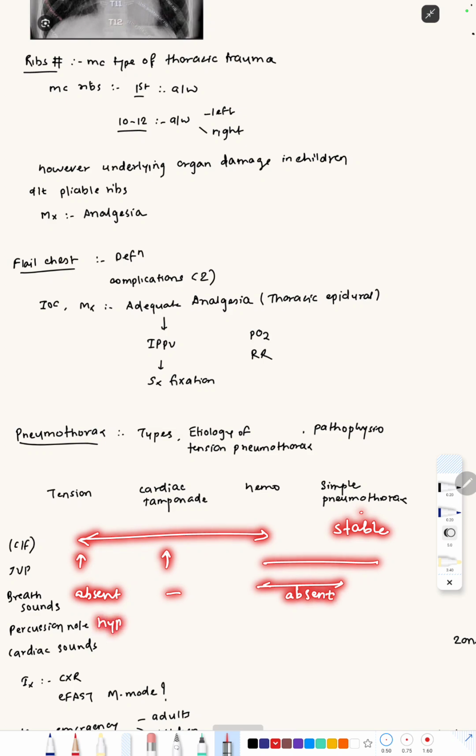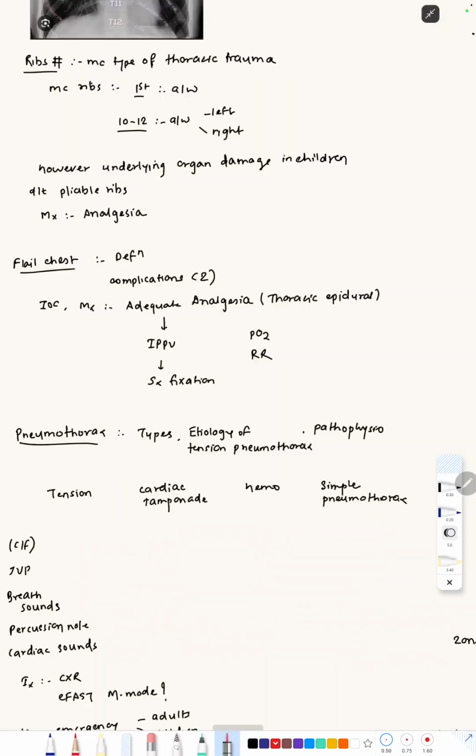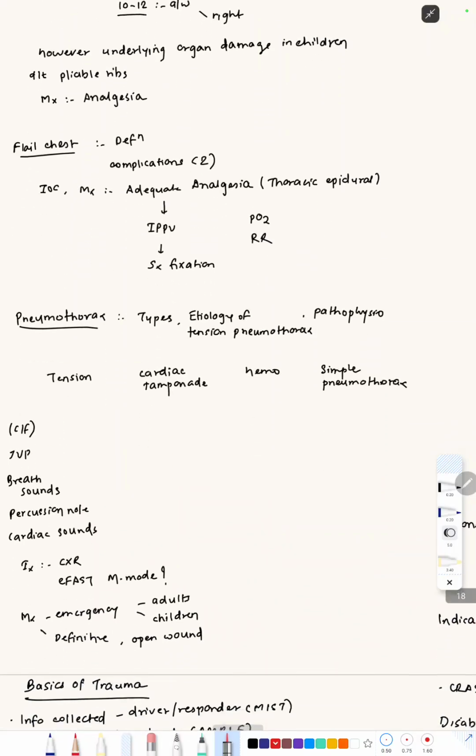Percussion note over here is hyper resonant. In cardiac tamponade, it is normal. Then in hemothorax, it is a dull note, and in simple pneumothorax, again it is hyper resonant. Then the cardiac sounds are normal in all other conditions except in cardiac tamponade, where they are muffled. So this is the basic chart of comparison between all these four conditions.